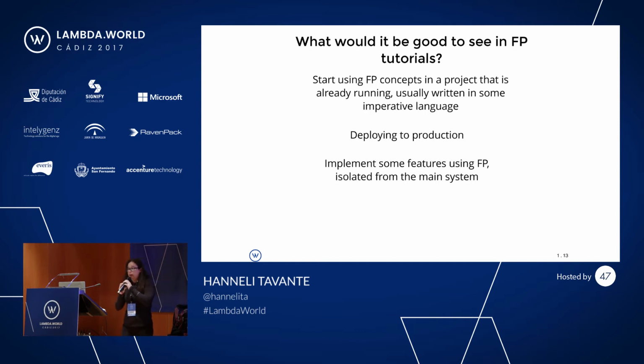And I think it would be great to see talks about how you could get your teams motivated to use functional programming, how we could start inserting the concepts into a legacy code base, how you could start deploying to production without delaying some other important thing that you need to deliver, and how you could implement some features isolated from the code base, because sometimes you have a particular problem that you could start solving with functional programming, but not necessarily attached to the main code base.